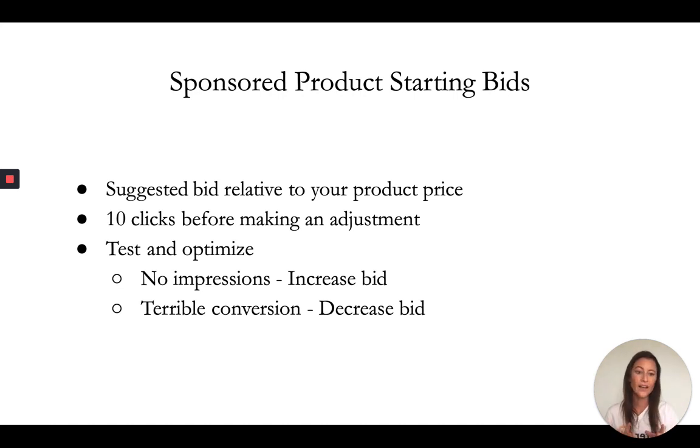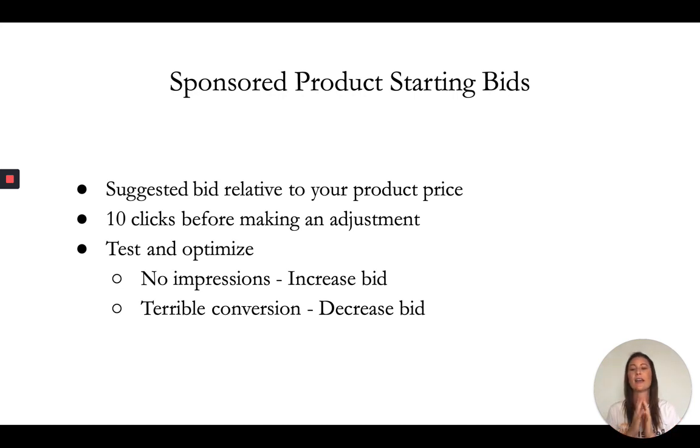So I go in, I set my bids, let my campaign run, launch it. I get 0 impressions in the first 3 days. If I am getting no impressions, that means I need to increase my bid because someone else is bidding more than me, so I am winning 0 ad inventory. So the first thing I'm gonna do is increase my bid.